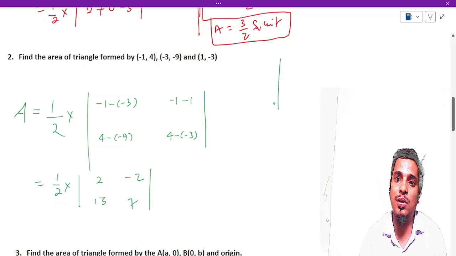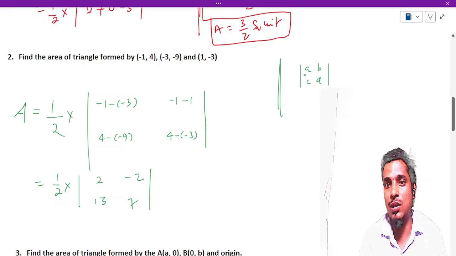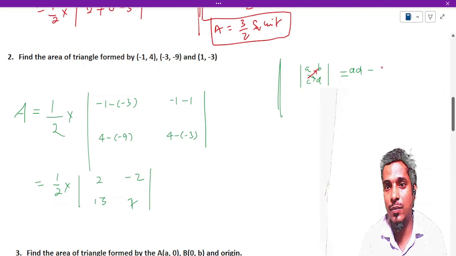So one thing over here, we just have to understand, if we have a, b, c, d in this format, this is nothing but a determinant. This can be evaluated like this: diagonal wise, a into d, and then subtract the cross multiplication, b into c. So this way we can find the value of this.